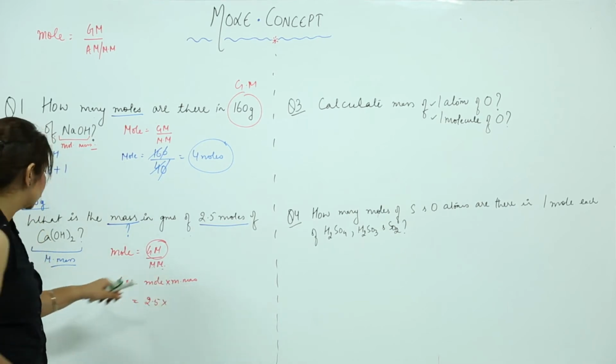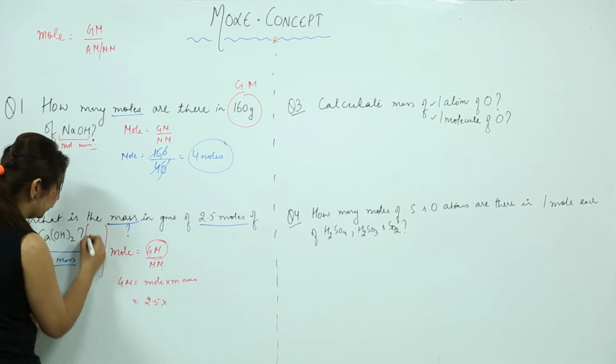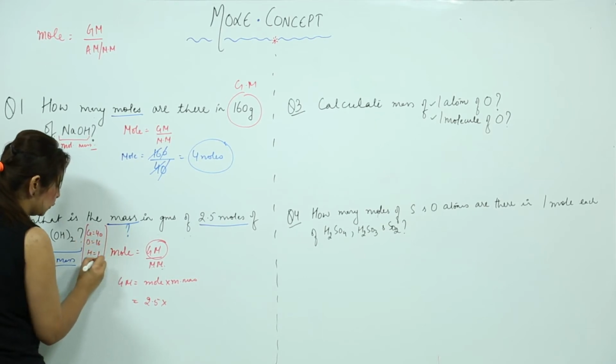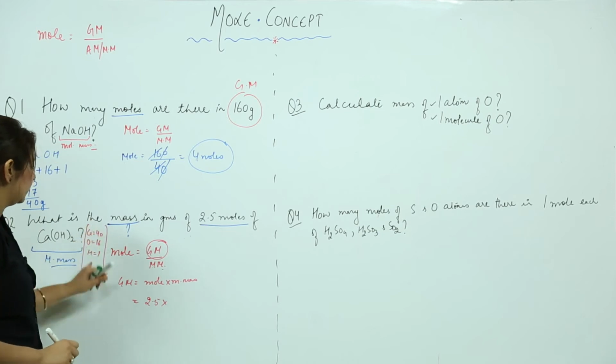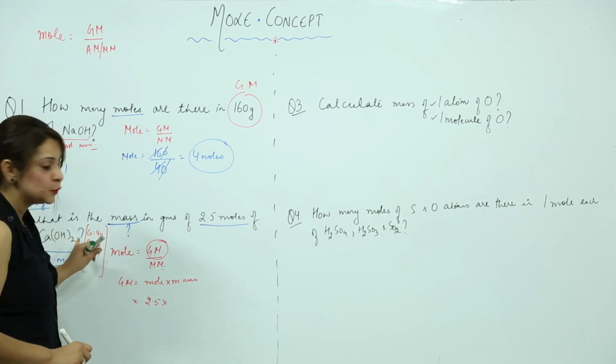Again I have to count. So what is the atomic mass? I am just writing for you. Calcium atomic mass is 40, oxygen is 16, hydrogen is 1. So we are just adding them according to the number of atoms which are present in it.